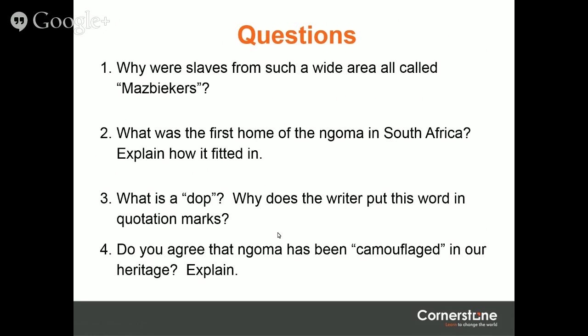Do you agree that Ngoma has been camouflaged in our heritage? Explain your answer. Now, that's an opinion I want from you, so there's no right and wrong answer here. If you think that Ngoma is visible enough, that enough South Africans know it, then you will say, no, it's not camouflaged. Or if you think it is camouflaged because it's used wrongly or only some people know it, then you can say that.